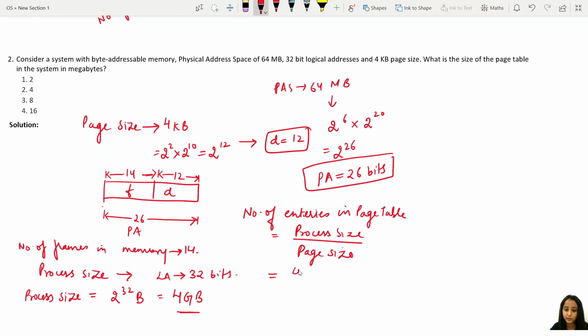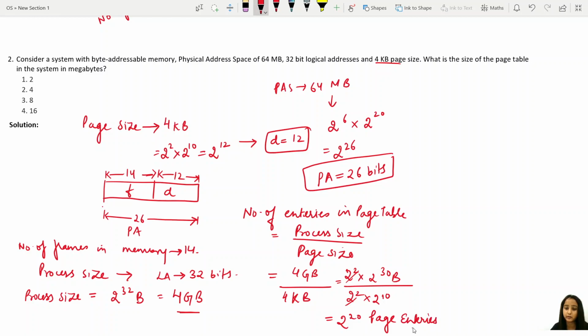What is the size of the process? 4 GB, and the page size is given as 4 KB. So it will be 2 raised to power 2 into 2 raised to power 30, divided by 2 raised to power 2 into 2 raised to power 10. This will get cancelled out, and 2 raised to power 20 page entries will be there.